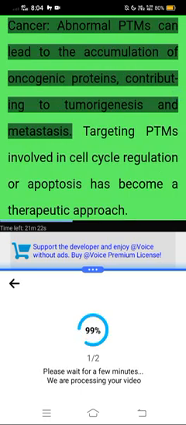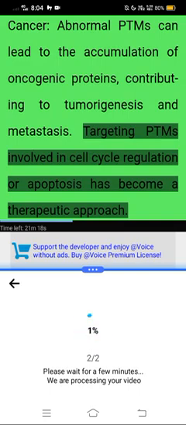Cancer. Abnormal PTMs can lead to the accumulation of oncogenic proteins, contributing to tumorigenesis and metastasis. Targeting PTMs involved in cell cycle regulation or apoptosis has become a therapeutic approach.